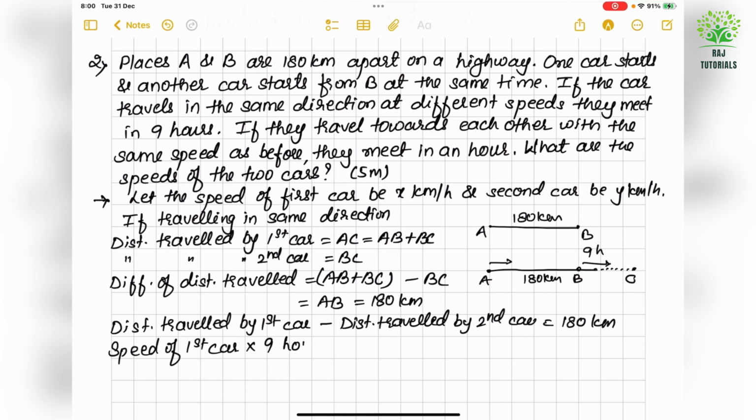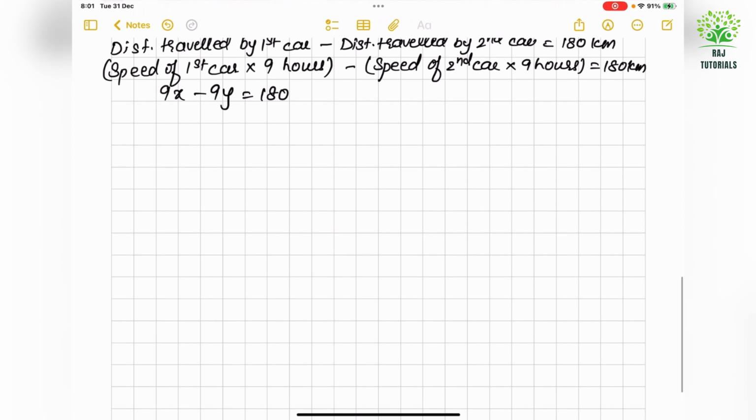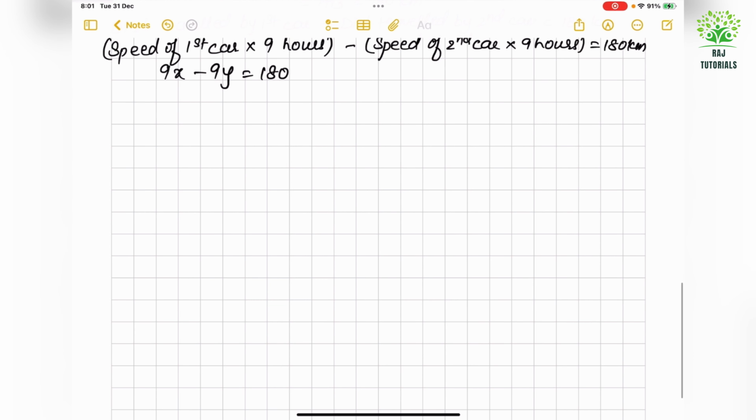So the speed of the first car, now it is traveling for 9 hours, so into 9 hours, minus the speed of the second car, this car is also traveling for 9 hours, equals 180 kilometer. So I can say 9x minus 9y equals 180. If I divide everything by 9, I will get x minus y equals 20. So this is my first equation.